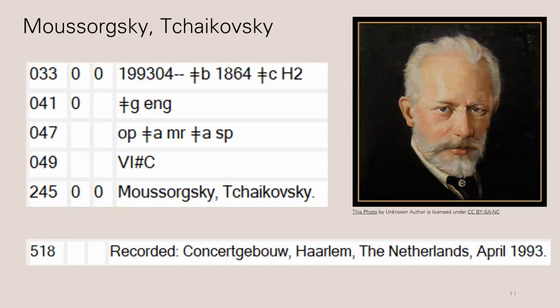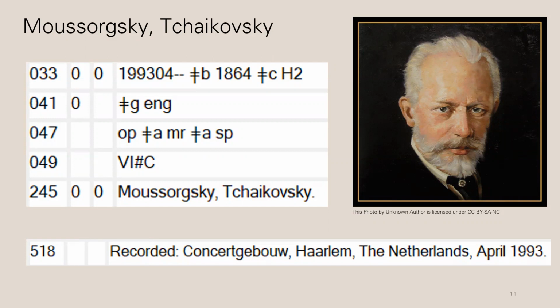Moussorgsky, Tchaikovsky, OCLC number 44539216 is another record that I enhanced during a database cleanup project and is an audio CD. For MARC field 033, the first indicator 0 means that there is a single date, and second indicator 0 is the capture date, or information about the recording of sound, the filming of images, or the production or creation of an item. In subfield A is the date 199304 or April 1993.